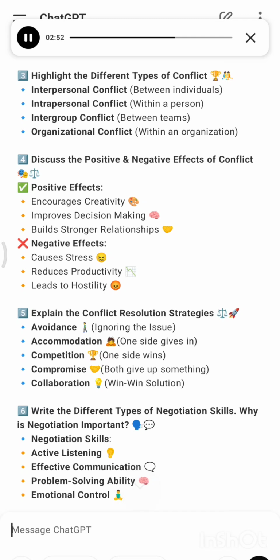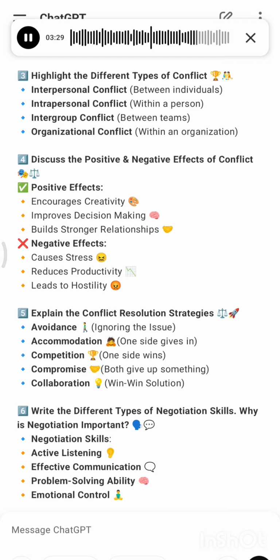4. Discuss the positive and negative effects of conflict. Positive effects: encourages creativity, improves decision-making, builds stronger relationships. Negative effects: causes stress, reduces productivity, leads to hostility. 5. Explain the conflict resolution strategies. Avoidance, ignoring the issue; accommodation, one side gives in; competition, one side wins; compromise, both give up something.